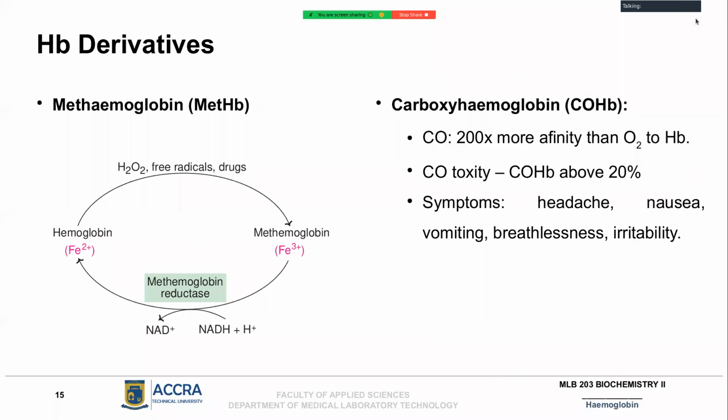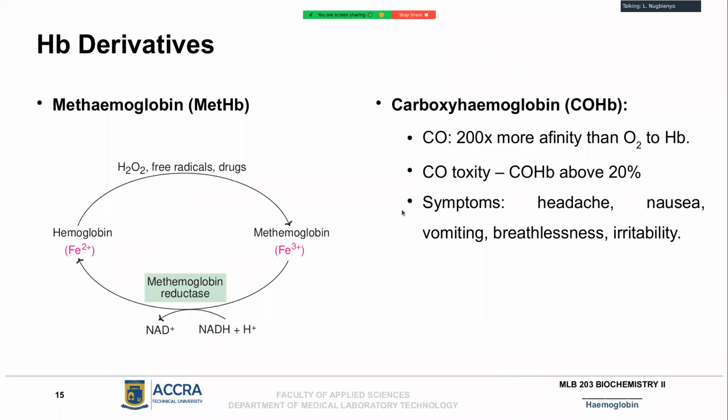So what I was saying was that you have some free radicals, some drugs, which can cause the oxidation of iron, the bivalent ion, which we find in the heme of hemoglobin, into the trivalent Fe3+. And this has lesser affinity for oxygen. And of course, this is an enzymatic reaction catalyzed by the methemoglobin reductase.